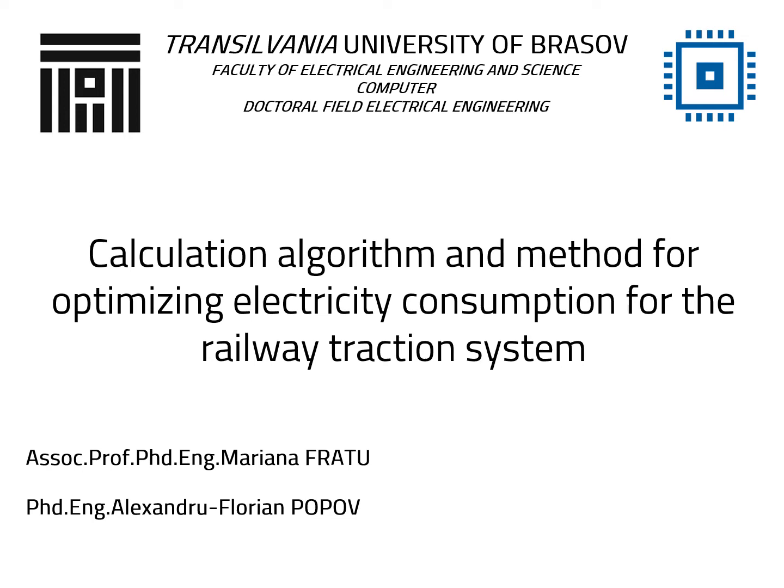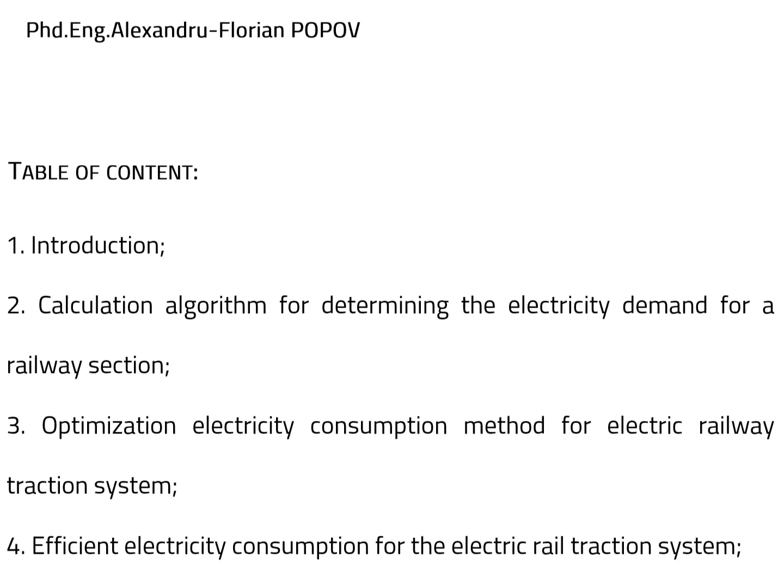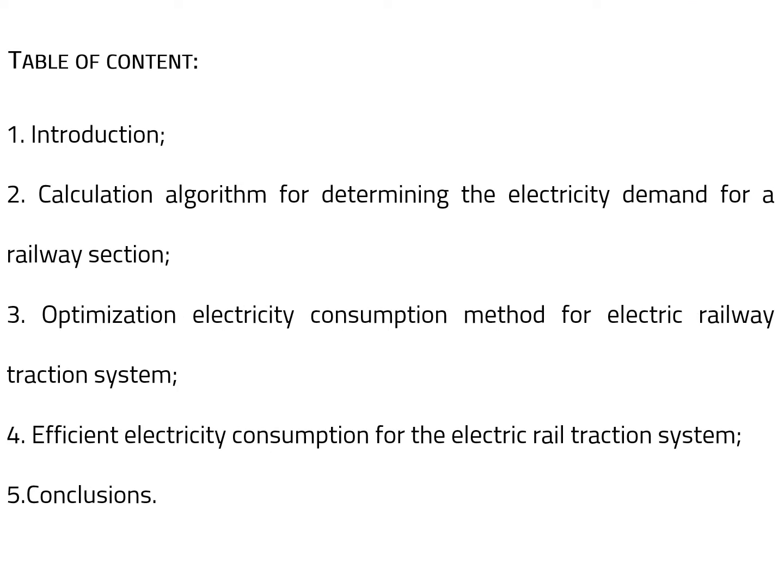The present paper proposes a calculation algorithm and method for optimizing electricity consumption for the railway traction system. We will go over the introduction, the calculation algorithm for determining the electricity demand for a railway section, an optimization method for electric railway traction, efficient electricity consumption for the electric railway traction system, and conclusions.